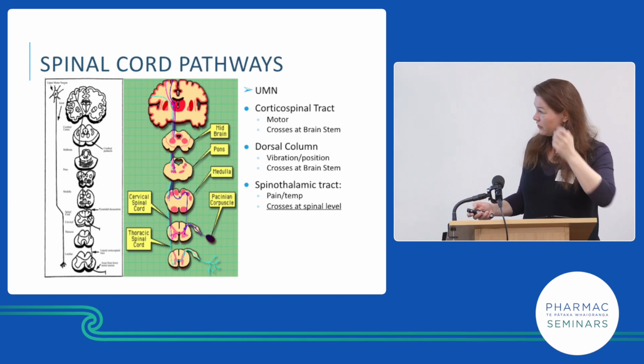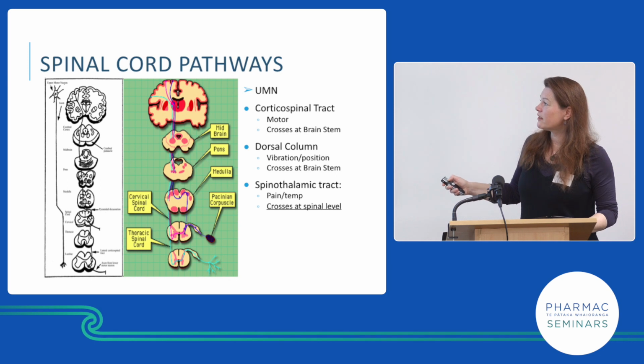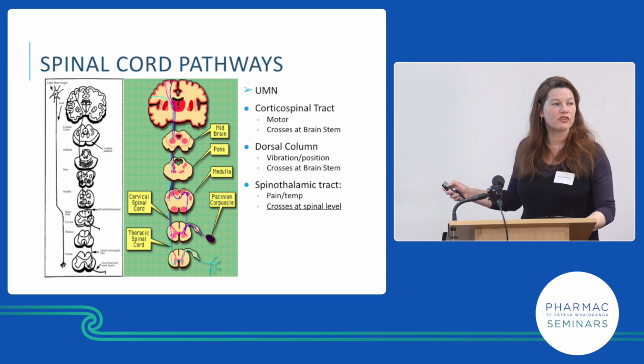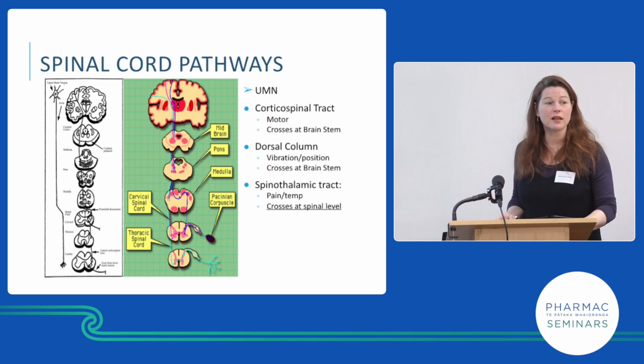So here, just briefly about the fibers. You have these three main tracts. They're named based on where they come from and where they go. So the corticospinal tract moves from the cortex to the spine. The spinothalamic tract goes from the spine to the thalamus.